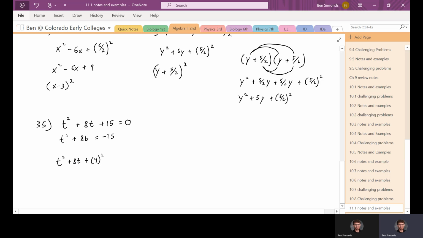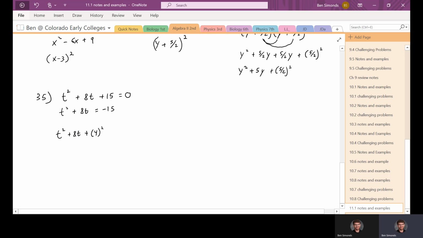I'm going to move the 15 to the other side. So now we don't have to worry about the 15 for a minute because it's on the other side, right? So this is equal to negative 15, but we've added a 4 squared to the left side, so we're going to need to add a 4 squared to the right side, right? You can't just willy-nilly add a 4 squared in there.